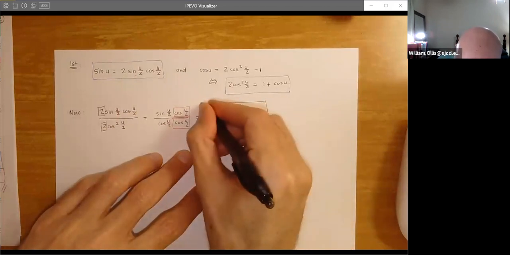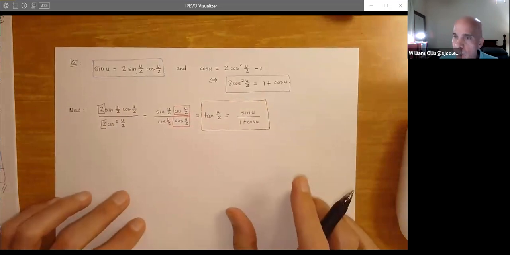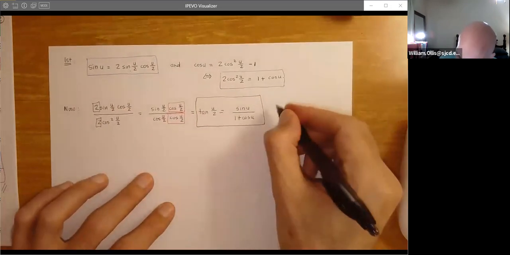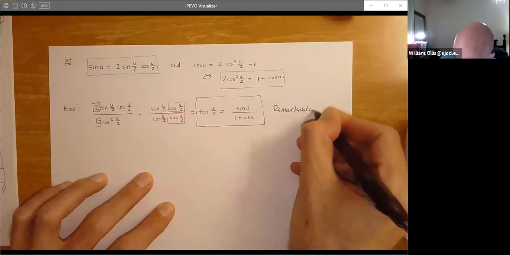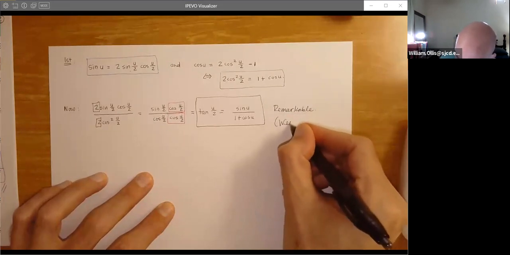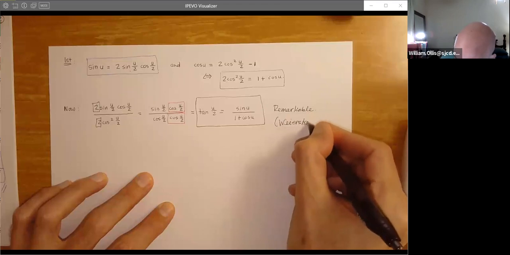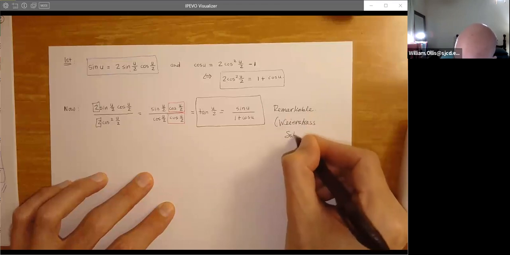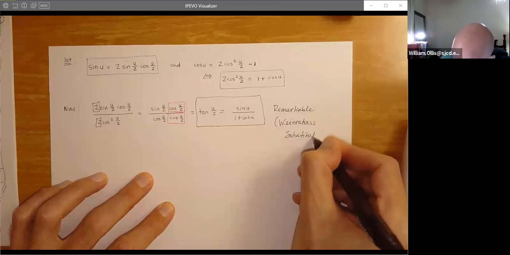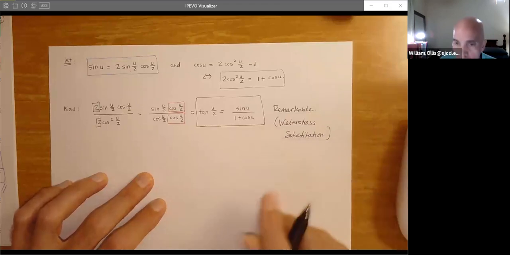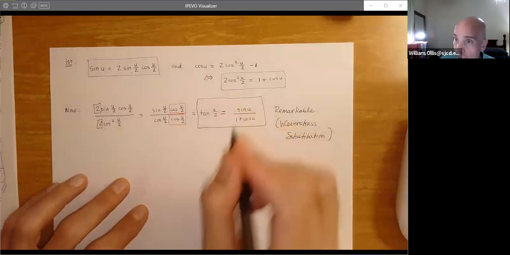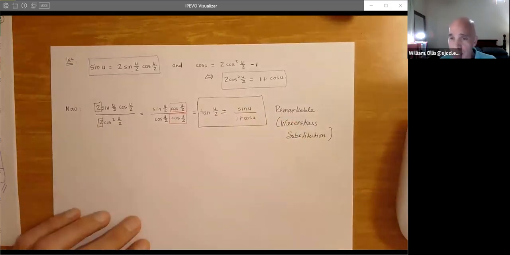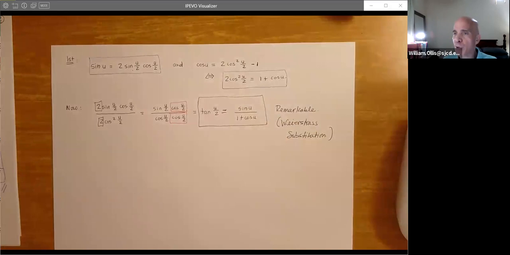That is one of the more remarkable formulas in trigonometry. This is remarkable. And this is the basis for the Weierstrass substitution in calculus 2. So again, when you see this again, at least you'll say, oh, I remember that from pre-cal.